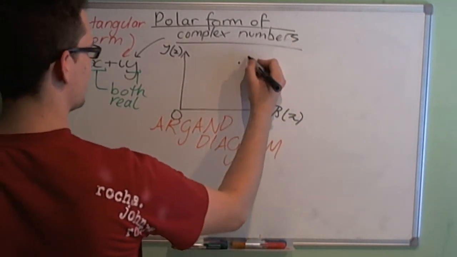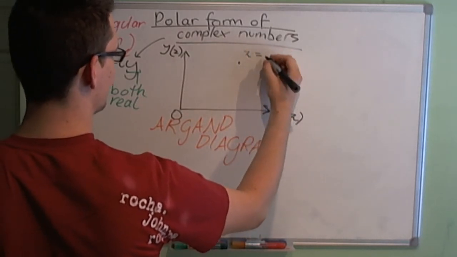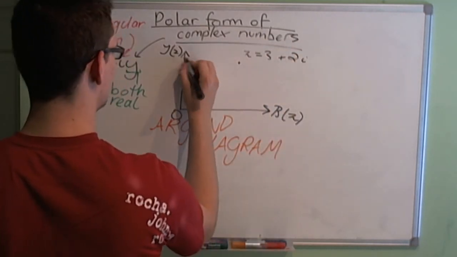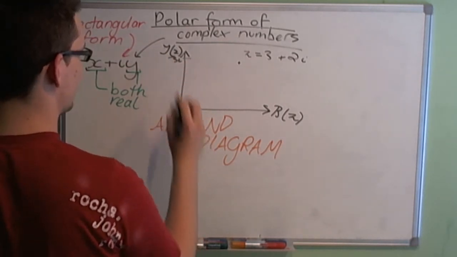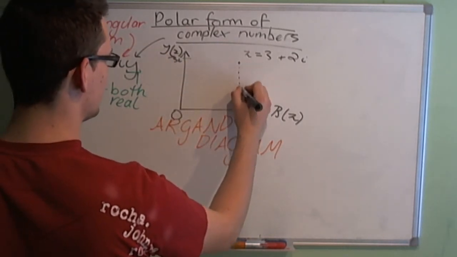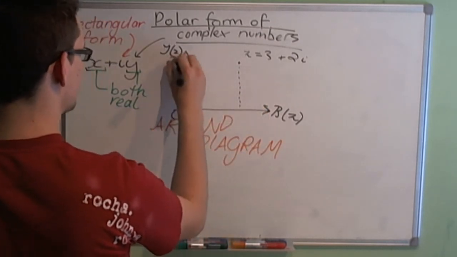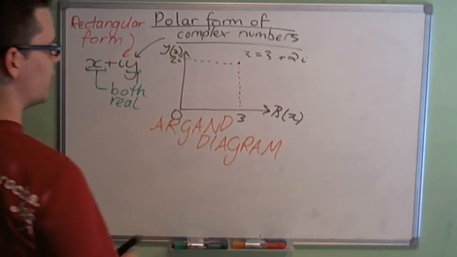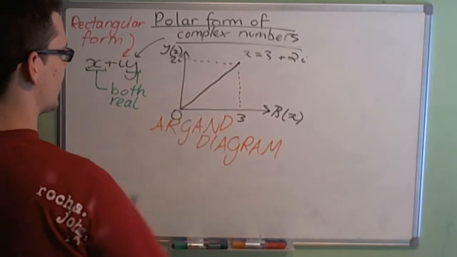Let's say we have this complex number here, z equals, let's say, 3 plus 2i. Then we have 2i on the imaginary axis, sorry, and we have 3 on the real axis here. We have a complex number here which can be linked to the origin.